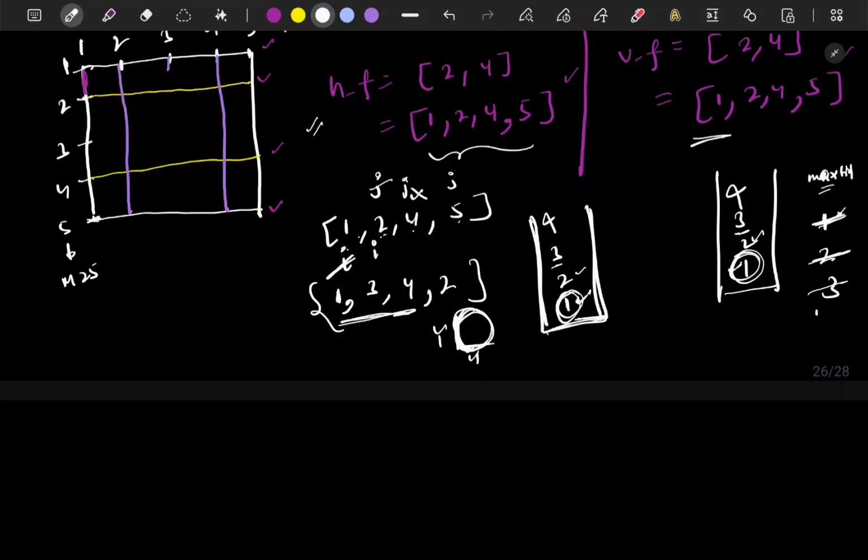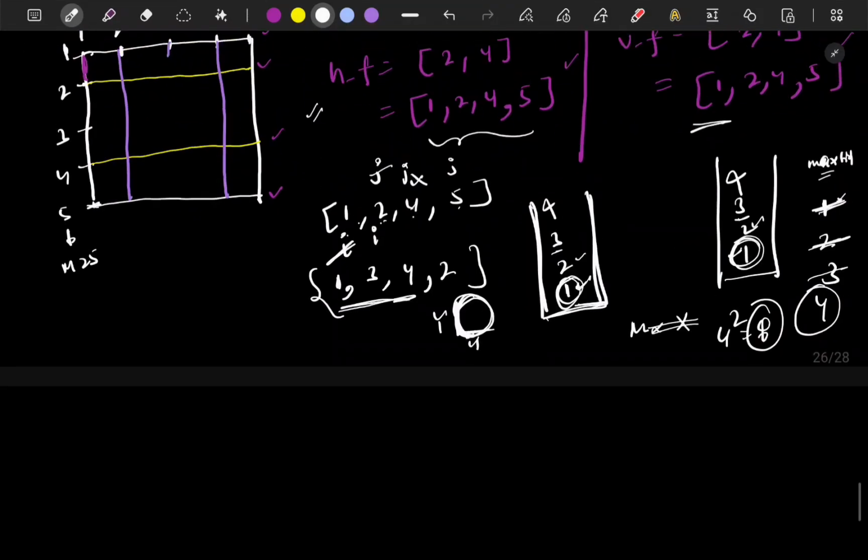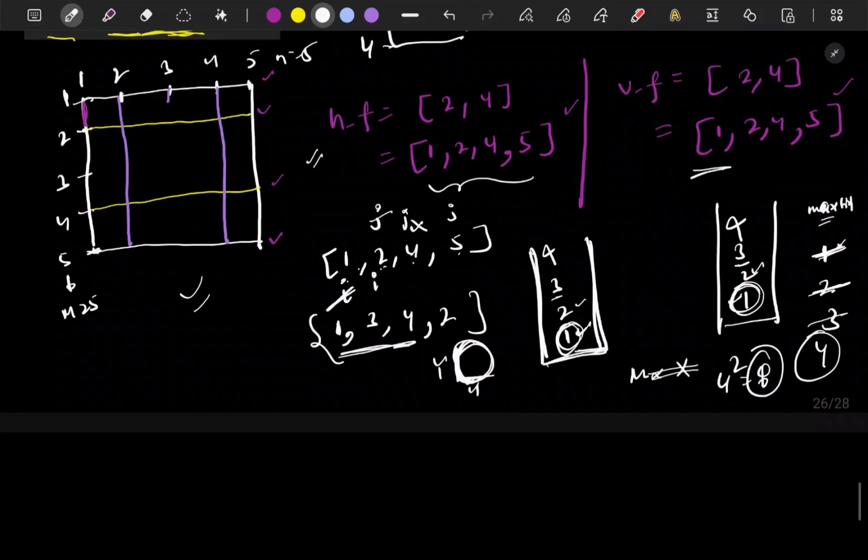Okay, our maximum side will be 4. Then we can return our max side into max side, which means 4 squared will be 16. It will be our maximum area from this rectangular field.